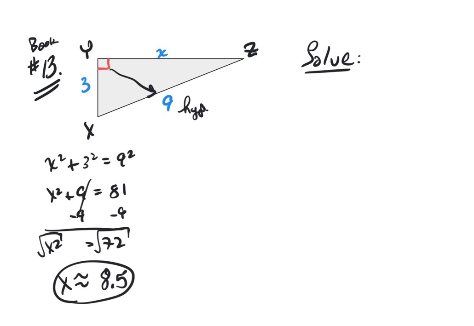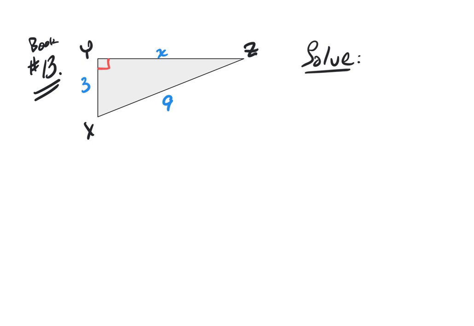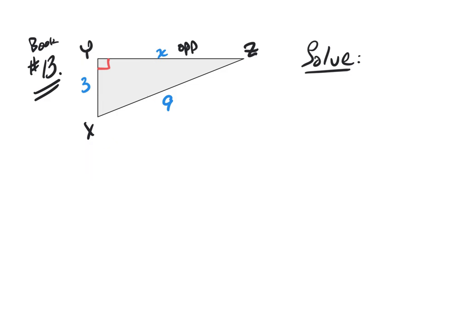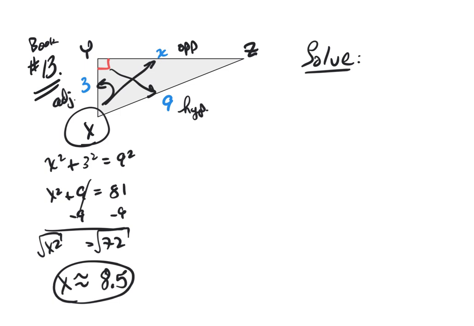Okay, now the other 2 missing pieces are angles x and z. So just for the heck of it, I'm going to pick x to find first, just because it comes alphabetically first. And to do that, I need to label the other 2 sides. I already have the hypotenuse labeled, but now the opposite side is going to be the little x, and that makes the 3 the adjacent, right?